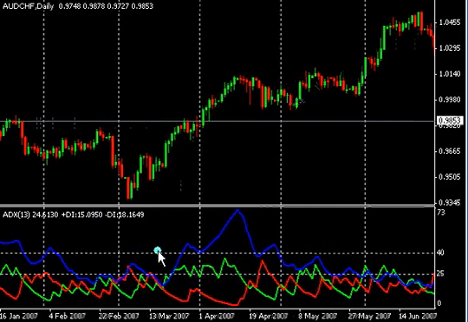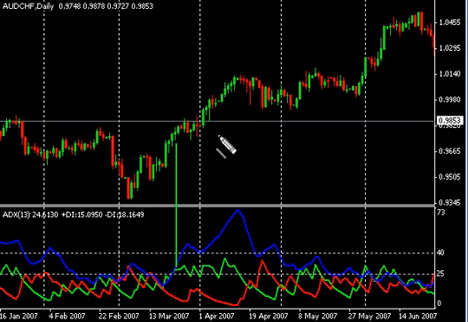Okay, here's a case where, you know, we've got, let's go from here. We've got a good signal again. Okay, but that's how this indicator is used. That's how the ADX indicator is used.